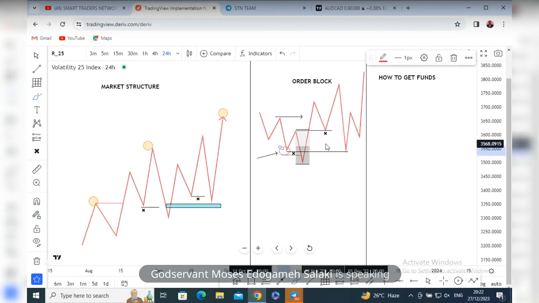You call this a head and shoulder. I don't know how to call it. Yeah, maybe something like this. I don't know.